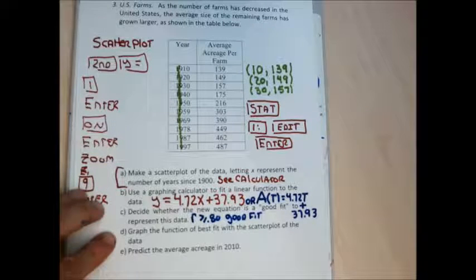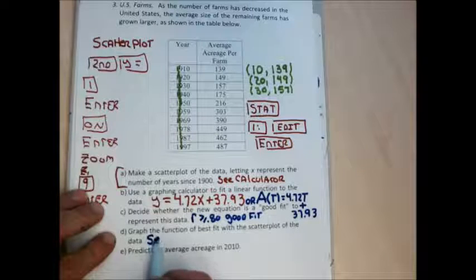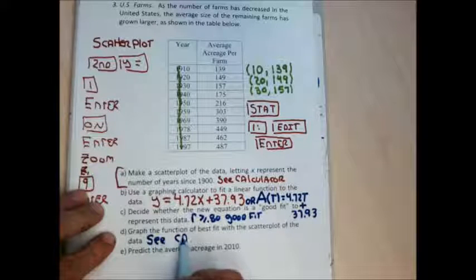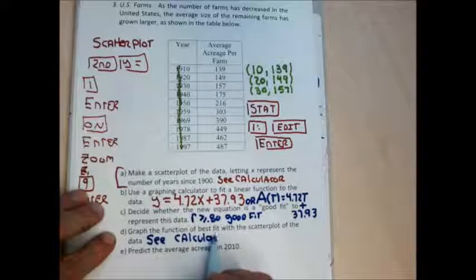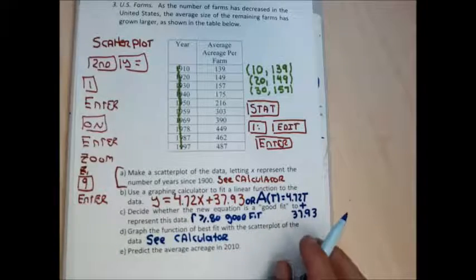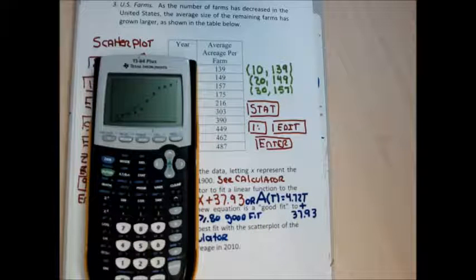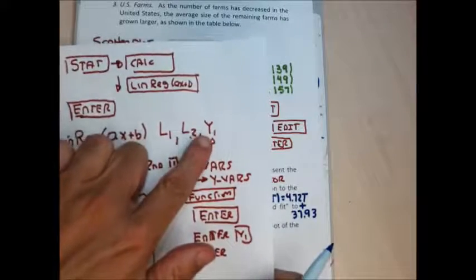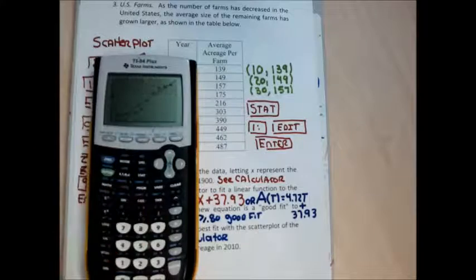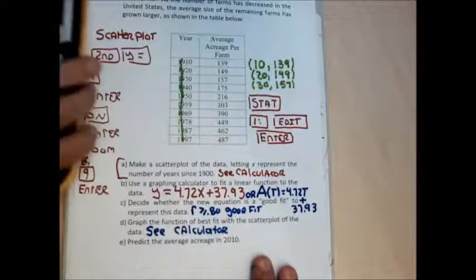Part D, it says graph the function with the data. And for this, I'm going to say see my calculator again. And the beautiful thing is, if I just hit my graph button right now, my calculator is going to graph that line for me because I told it to do it. If I look at my y equals, it put the equation in my y equals. When I did the linear regression, the y1 part of my linear regression took the equation and put it in y1. So done with that part. I'm just going to say see my calculator.